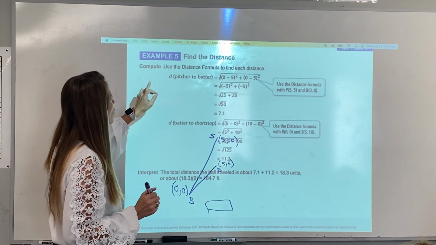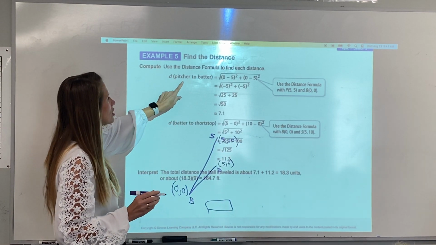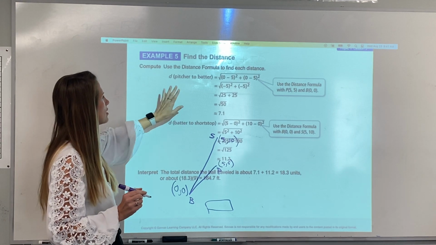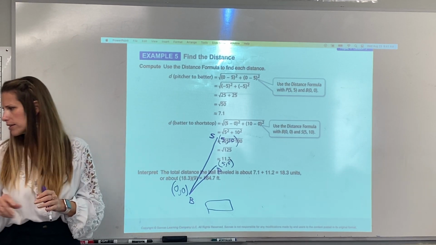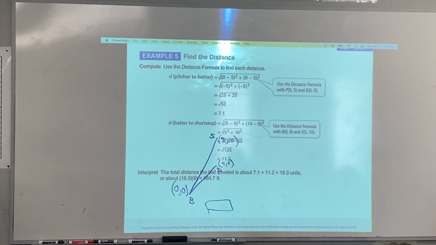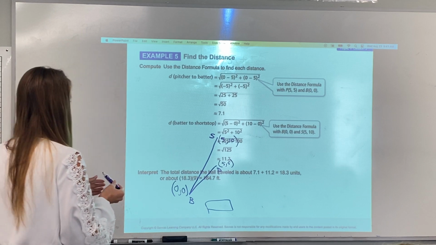All right. We're going to use the distance formula to solve, okay? You're probably gonna need calculators. Anybody wanna grab a calculator? I have a calculator. Grab a calculator, pass them around if you need it.